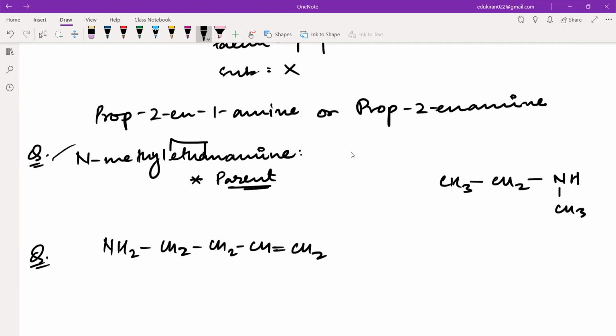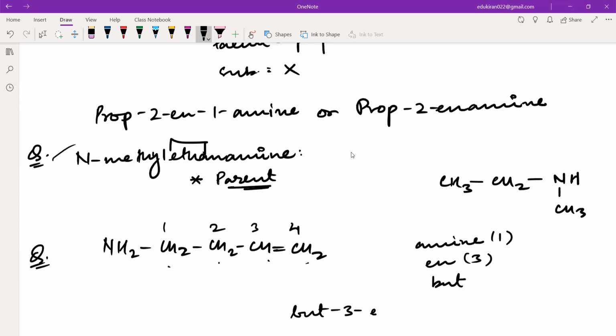So again, it is very simple. Functional group is amine. Unsaturation is En. 1, 2, 3, 4. It is but. There is no substituent. Now let us number it. So it will be numbered from here. We will give priority to the functional group. So 1, 2, 3, and 4. So you have amine in the first position and En is in the third position. So it will be but-3-en-1-amine. Okay. This was in 2010. Can I move? Yes, sir.